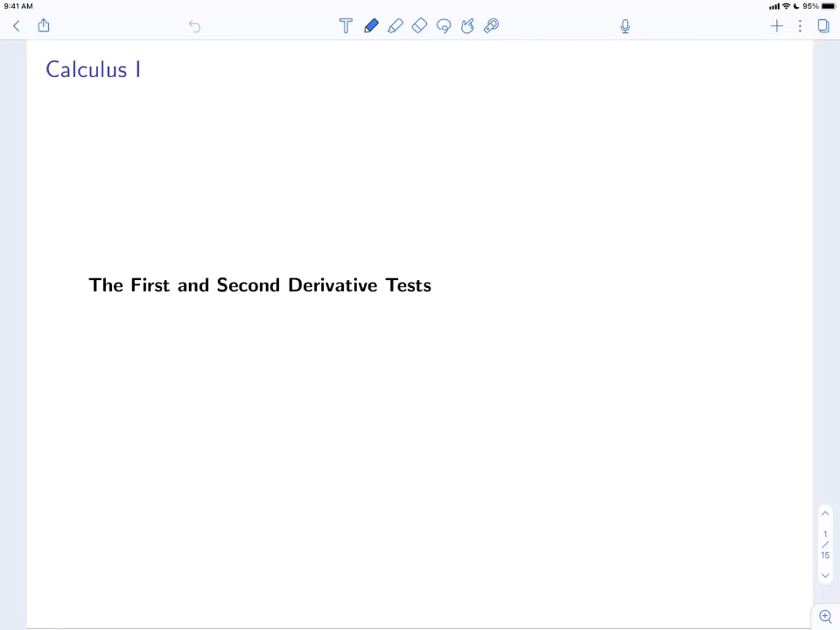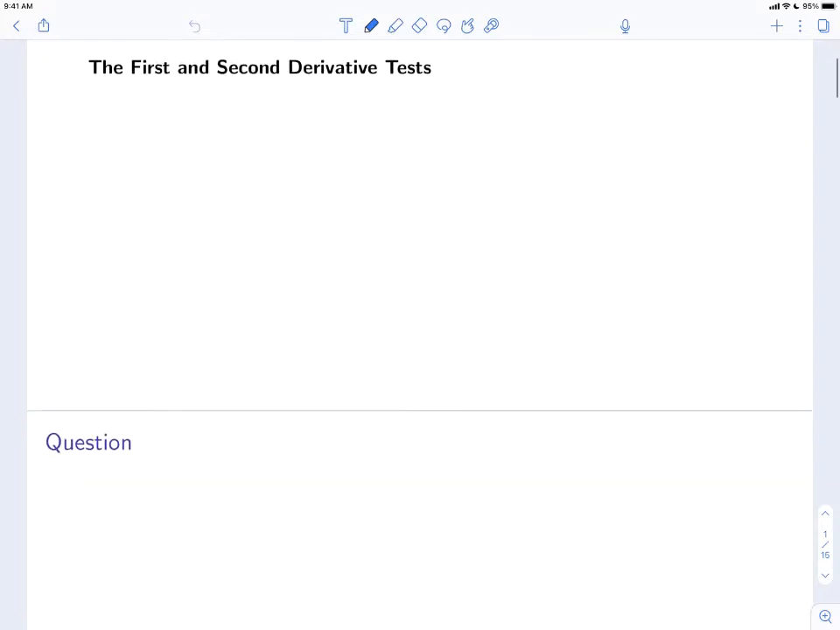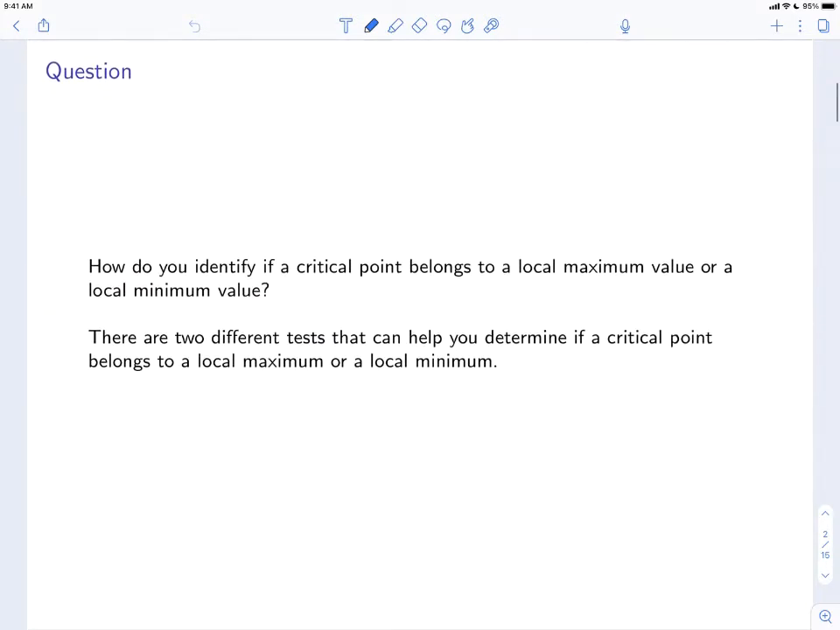In this video, we'll talk about the first and second derivative tests for identifying local extreme values. We begin with a question. How do you identify if a critical point belongs to a local maximum value or a local minimum value? There are two different tests that can help you determine if a critical point belongs to a local maximum or a local minimum. These tests rely on the first derivative or the second derivative, and as a result they're called the first derivative test and the second derivative test.